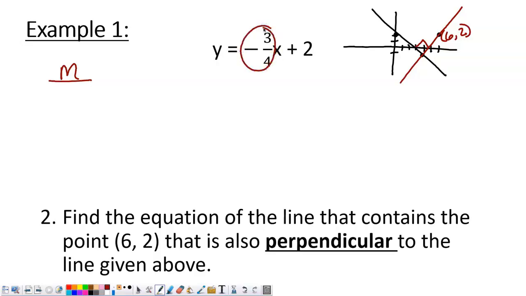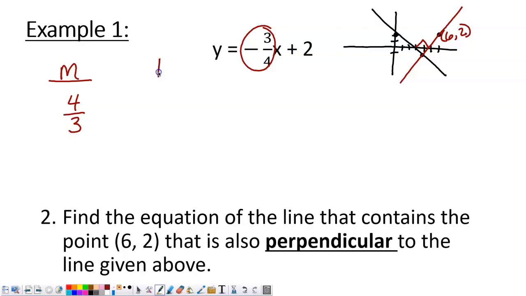And what we learned about the slopes of perpendicular lines at the beginning of class today was that the slope of a perpendicular line is the negative reciprocal of the line it's perpendicular to. So if I take that -3/4 and I flip it over and change the sign from a negative into a positive, that is what the slope of the red line will be. It will be the negative reciprocal slope of the black line.